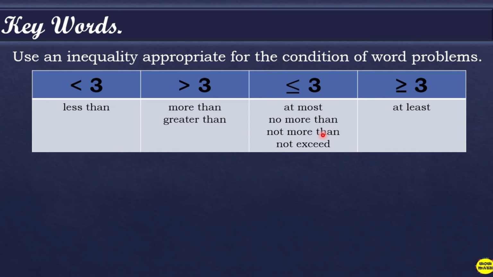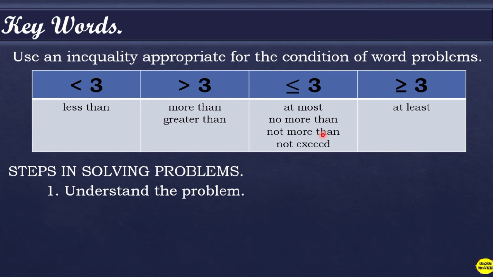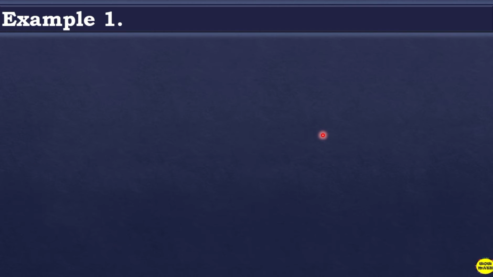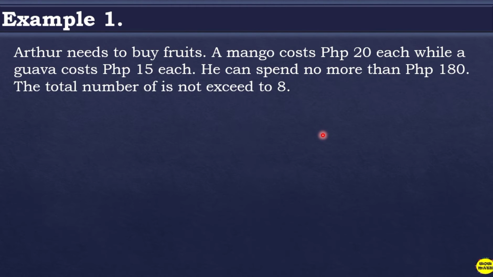Now, we have steps in solving problems. First, understand the problem. Plan and represent the given, carry out the plan, and then check the result. Okay. So, example 1. Arthur needs to buy fruits. A mango costs 20 pesos each, while a guava costs 15 pesos each. He can spend no more than 180 pesos. The total number of it should not exceed 8.